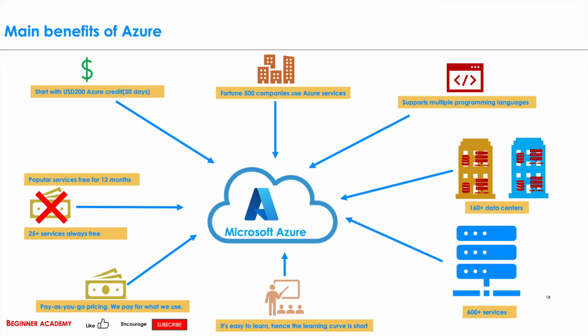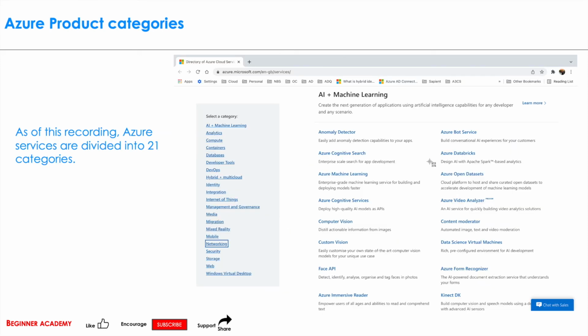Let us talk about the next topic, that is Azure product categories. As I told in the earlier slide, as of the recording of this video, there are 21 categories. All the 600 plus services are divided into mainly 21 categories, and these categories are shown in this screenshot from Microsoft. For example, you can see AI, analytics, compute, IoT, DevOps, machine learning, networking. All these are the categories. Inside them, 600 plus services are running. Let us go to the next slide.